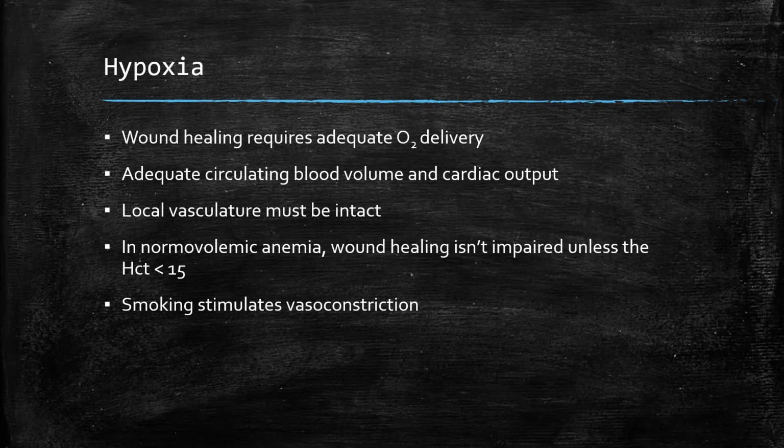The most common reason for poor wound healing is wound hypoxia. For a wound to heal, the patient must be able to deliver sufficient oxygen to the wound. This implies that there's an adequate circulating blood volume and an adequate cardiac output. In addition, the local vasculature must be intact as well. As long as the patient is normovolemic, anemia doesn't affect wound healing unless the hematocrit drops below 15.